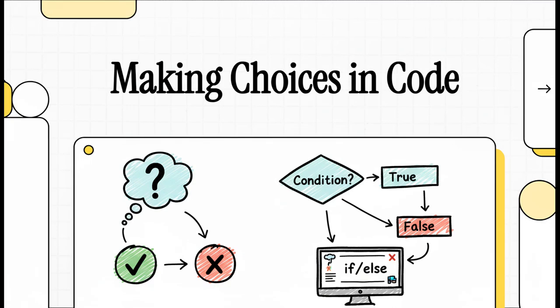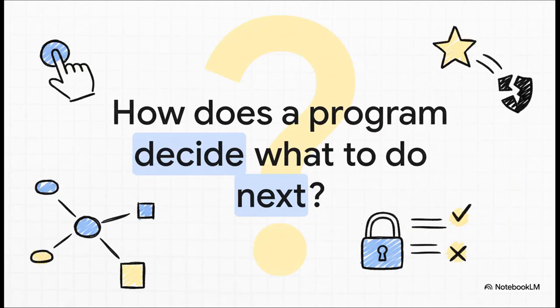Hello and welcome. Today, we're going to get into one of the most fundamental ideas in all of programming: how we teach a computer to make a choice. I mean, have you ever really thought about it? When you tap a button on your phone or type in a password, how does the software know what to do? How does it know if your password is right or wrong? Or whether you just won the level or you lost?